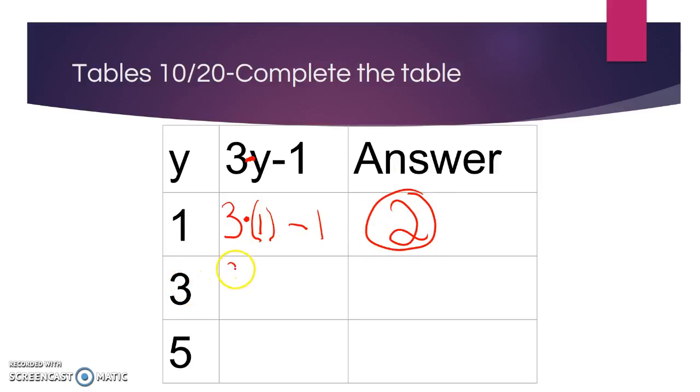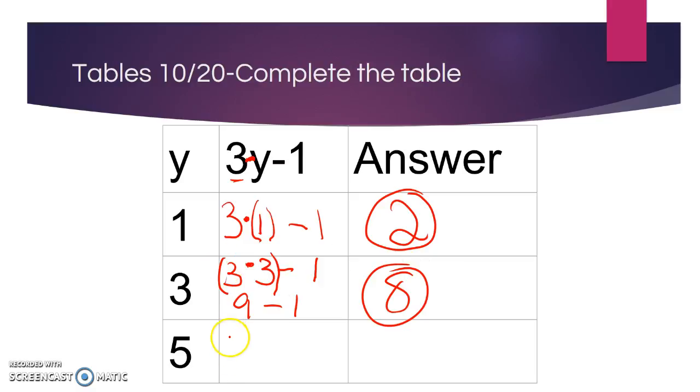So same thing here. We're going to take 3, because that's what that is right there. 3 always goes first. We're going to multiply it by our value for y, and our value for y is also 3. Okay, and then we're going to subtract 1. I always like to put parentheses around just because then it reminds me, hey, I got to do this first. You got to do the multiplication before you do the subtraction. So 3 times 3, which is 9. So we got 9 minus 1. 9 minus 1 is 8.